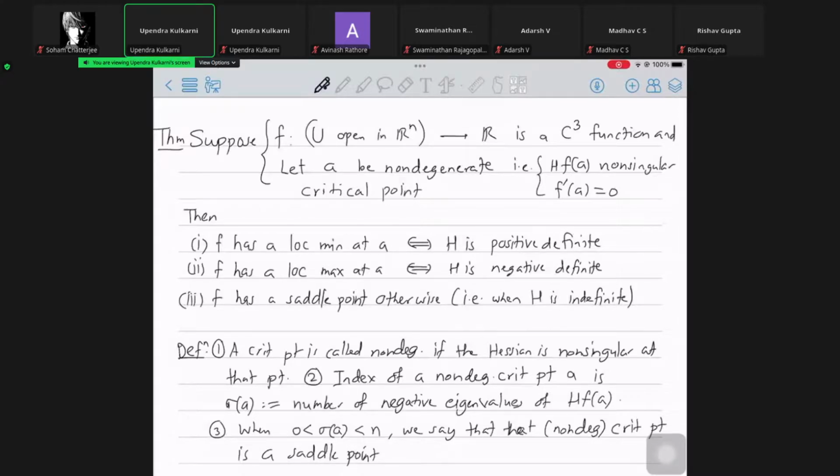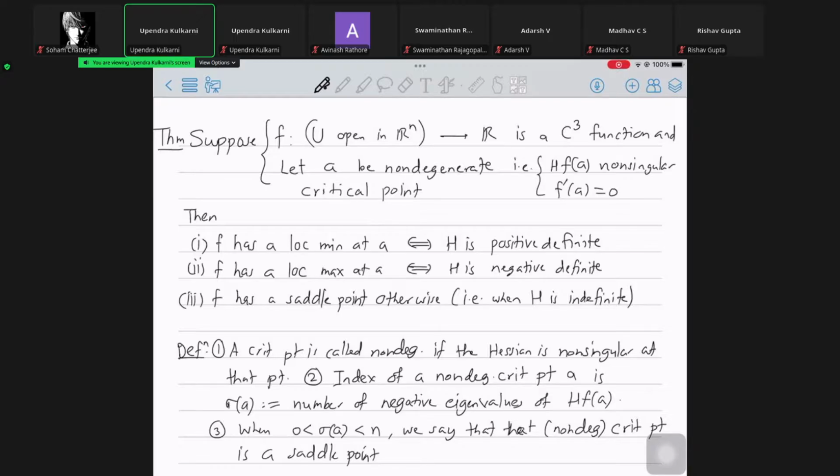So let us just assume that the functions are sufficiently differentiable. So C3 is enough. So in that case, what do we know? We know that for a function that is defined on an open set in Rn, a real valued function, if I have a local maximum or minimum at any point, then because the derivative exists, we know that the derivative has to be zero.